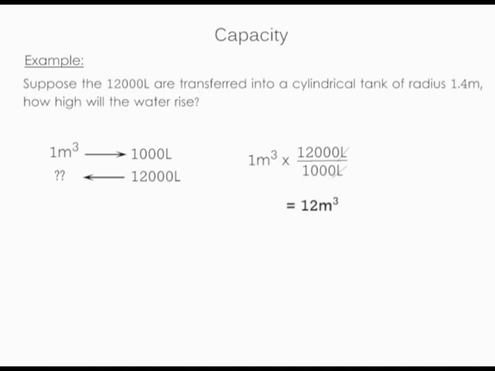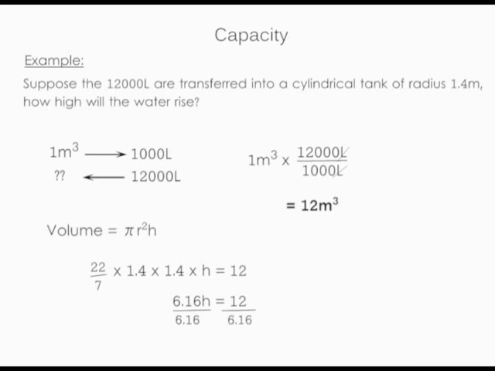So up to what height will the water rise? Volume of a cylinder is given by pi r squared times height. So we have 22/7 times 1.4 squared times h should give us 12 cubic meters. If we simplify that, we shall remain with 6.16 times h is equal to 12 cubic meters. So to get h, we divide both sides by 6.16 and that should give us 1.95 meters. That is the height of the water in the tank. And so the key thing is to remember how to interconvert volume and capacity.